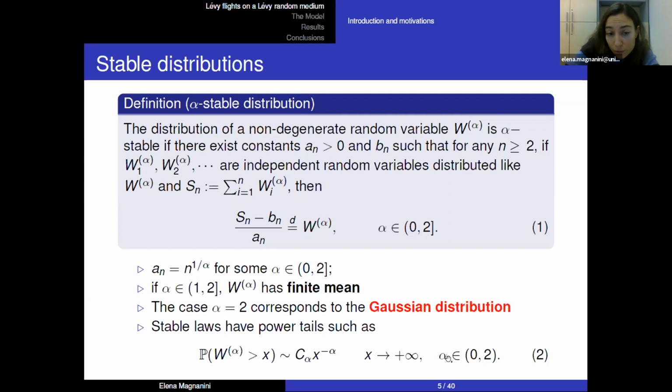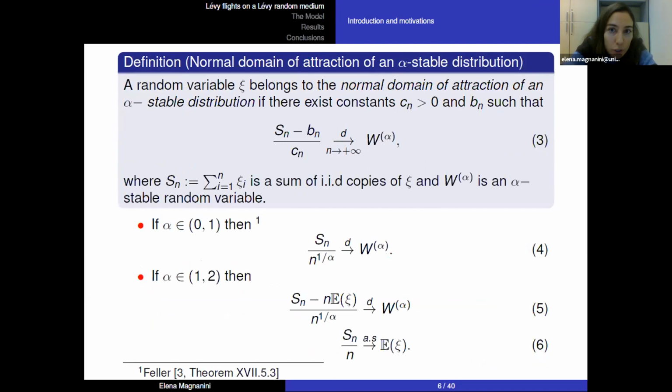In a parallel way, we can define the normal domain of attraction of an alpha stable distribution. We say that the random variable xi belongs to the normal domain of attraction of an alpha stable distribution if there exist constants cn and bn such that, if we call Sn the partial sum of IID copies of xi, the convergence in distribution in display 3 holds, where W alpha is an alpha stable random variable. It is known that if alpha is between 0 and 1, then we have the convergence in distribution in display 4: Sn scaled by n to the 1 over alpha goes in distribution to an alpha stable random variable. If alpha is between 1 and 2, then this generalized version of the CLT, described in display 5, holds. And also a law of large numbers holds, as you can see in display six, because we have a finite mean for xi.